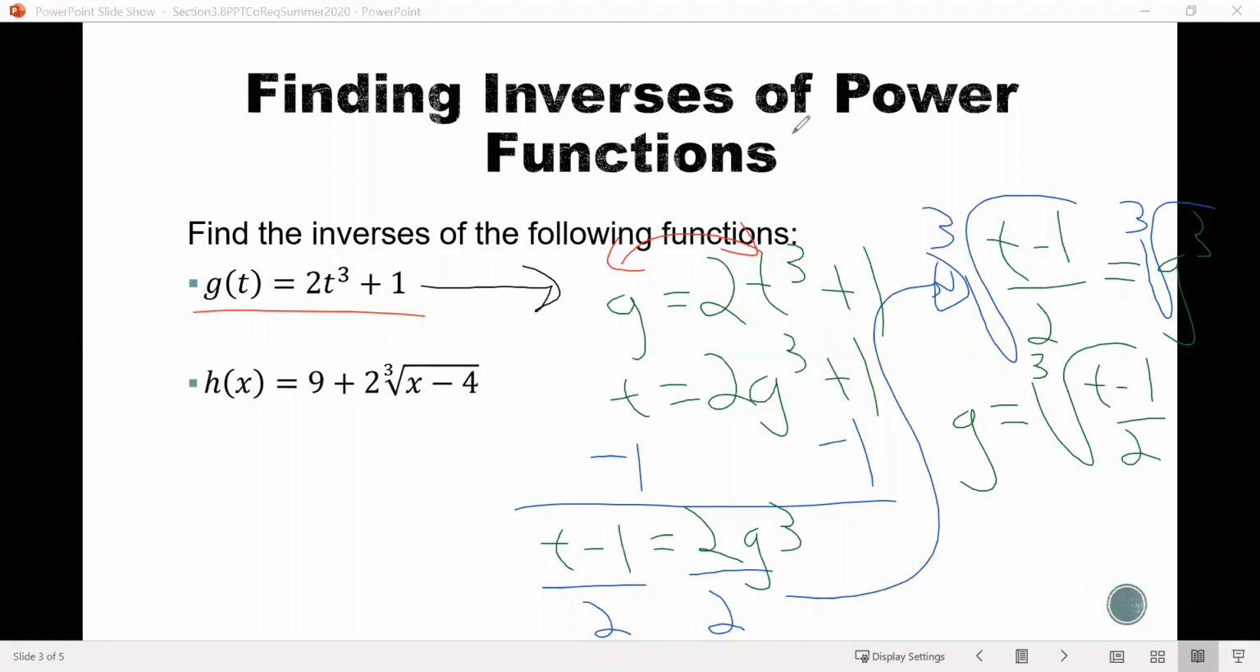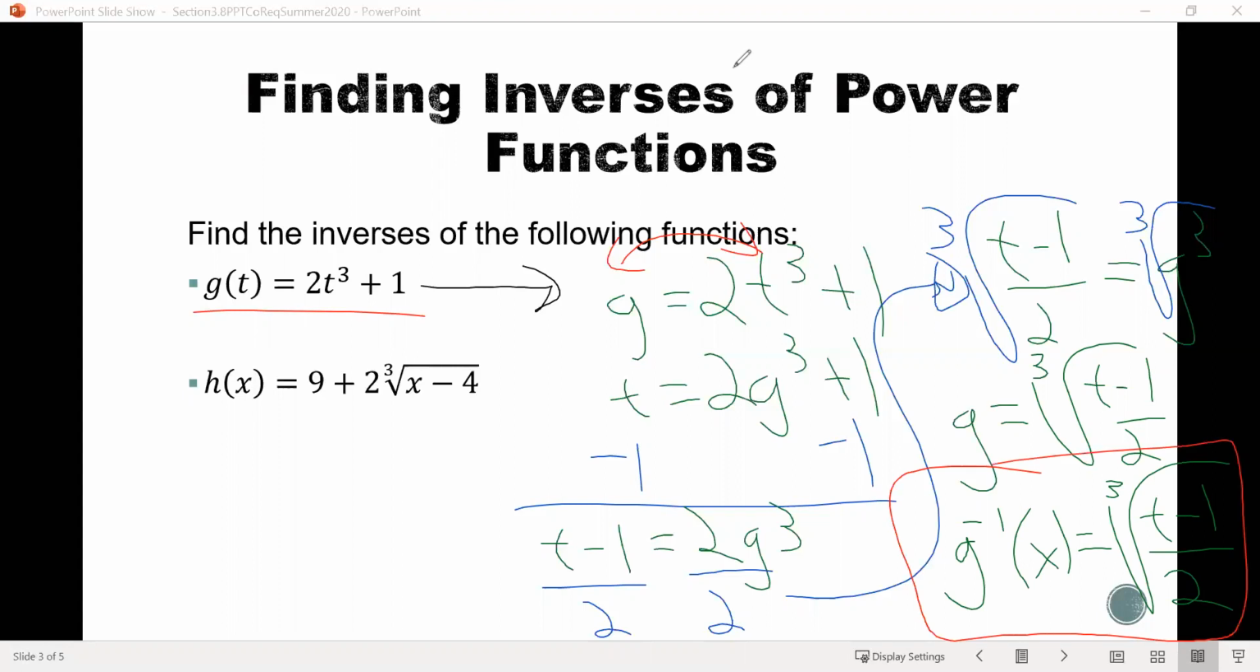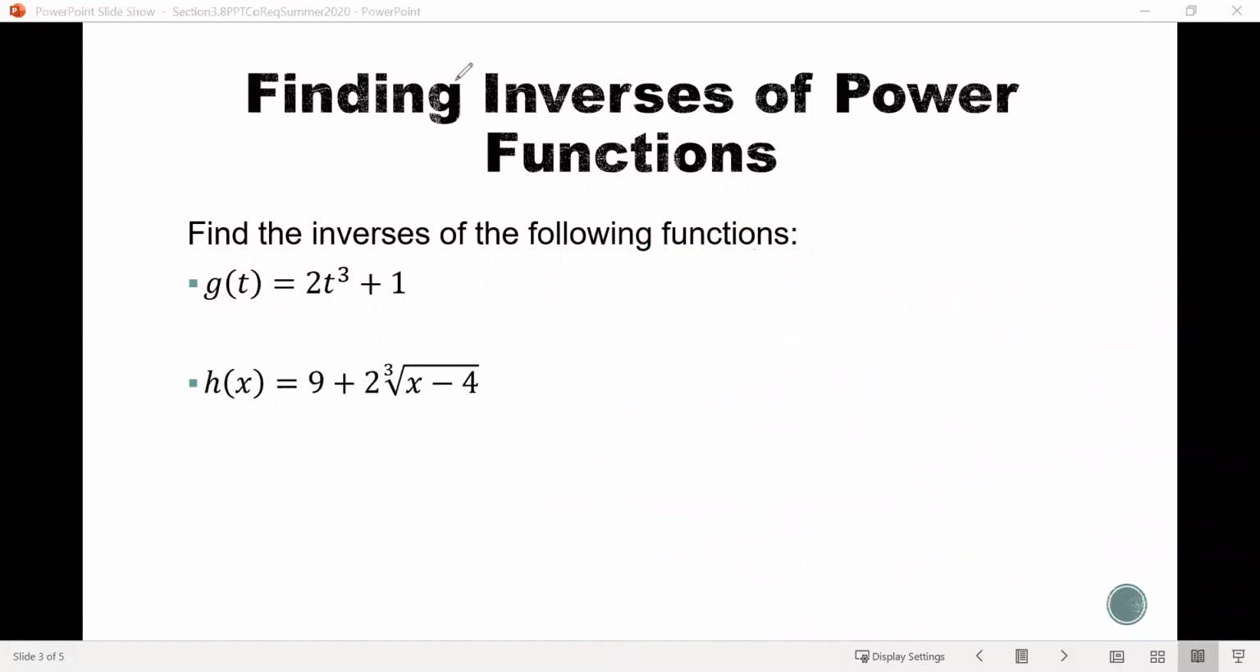But because we're doing an inverse function here, recall that our notation for inverse function is that kind of -1 exponent. So we'd have g inverse of x equals cubed root of t minus 1 all over 2. Okay, and this here would be the formula for our inverse function. All right, so that's for that one. Let's look at the next one.